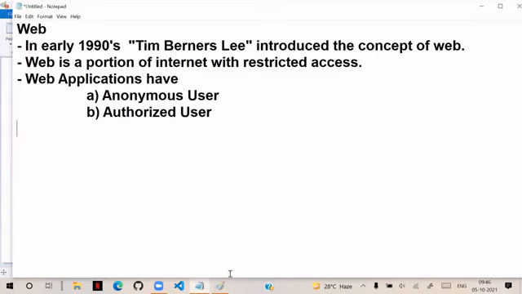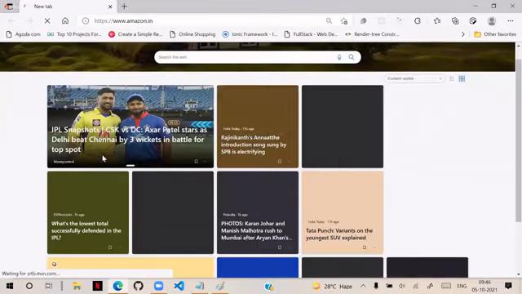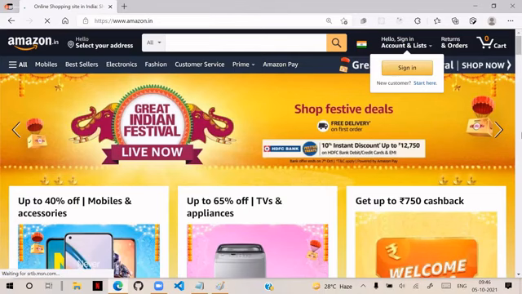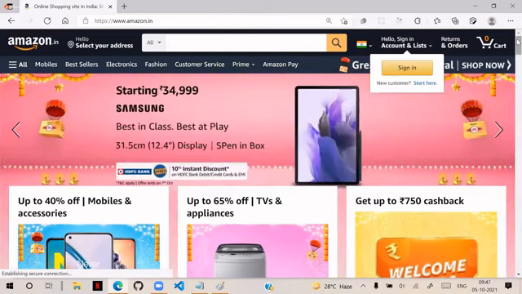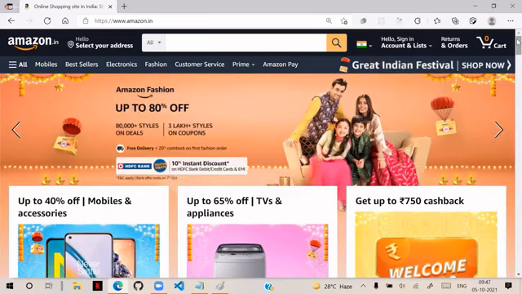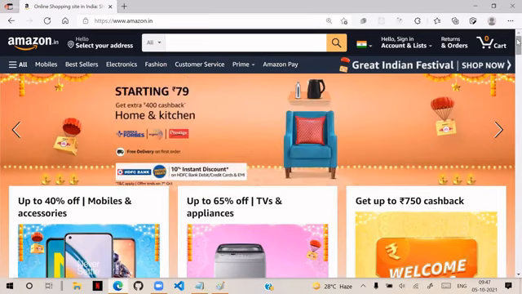For example, suppose I opened Amazon here. This is the Amazon website. Now tell me, I haven't signed in. I haven't logged in to this Amazon. Can I do the shopping, select items and add to cart? Yes, we can. We can select items, we can add to cart.